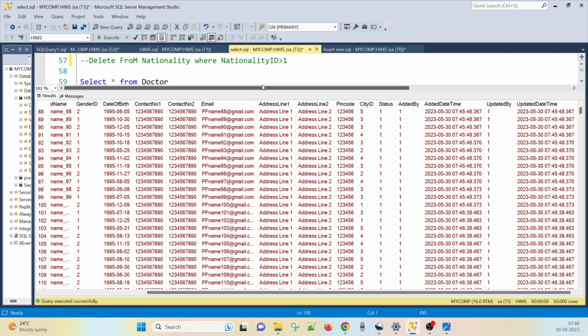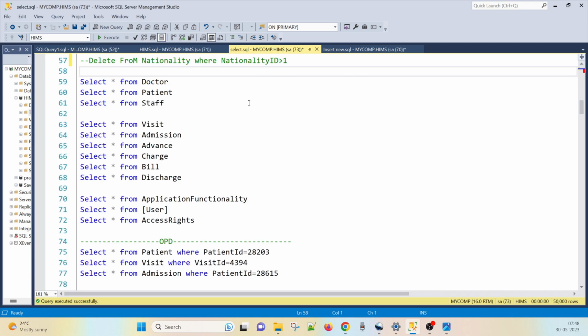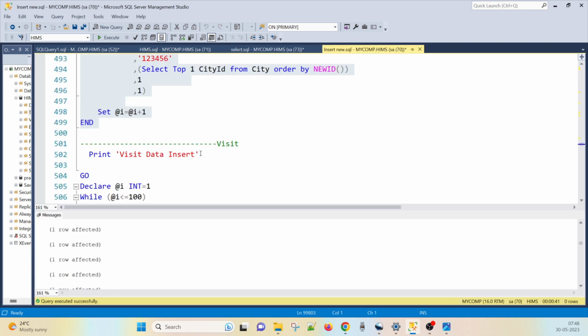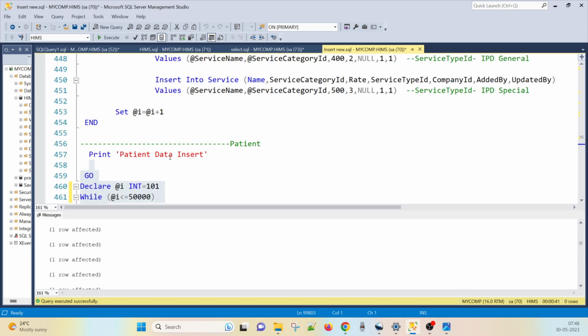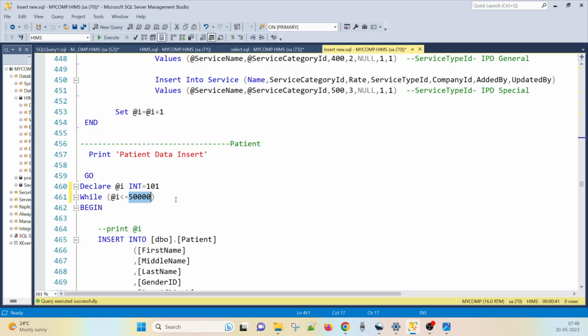Correct? So I am moving towards the next table. Is it fine? Okay. I inserted only 50K records. You can insert 1 lakh records, 10 lakh records here. There is no limit other than your hard disk.